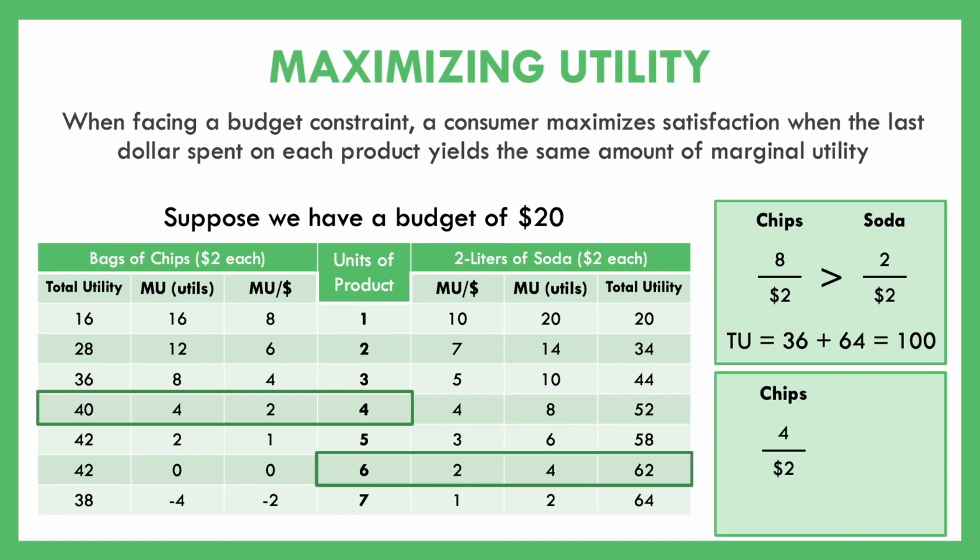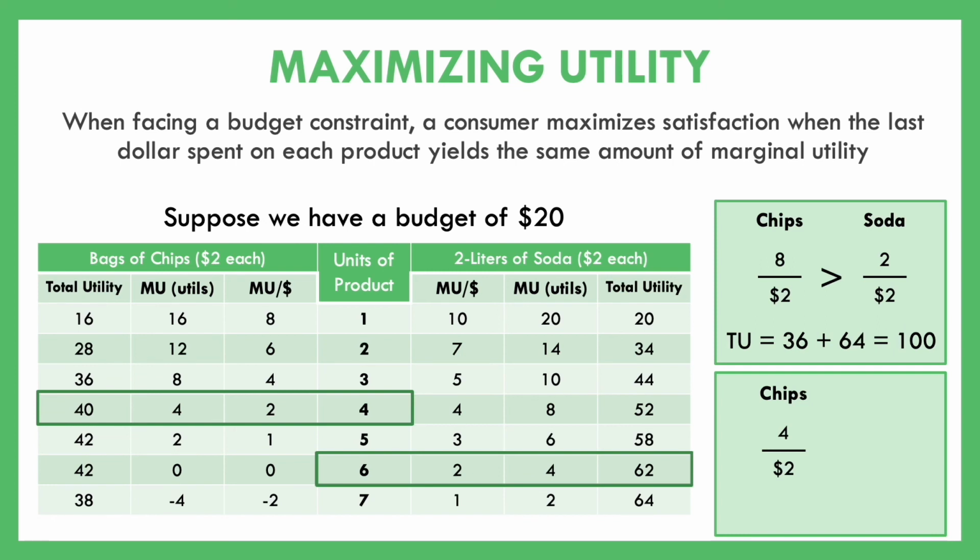The third bag gave us 8 additional utils. The fourth bag only gives us 4. And so we see that our marginal utility is decreasing here, which means our marginal utility per dollar is decreasing. Our marginal utility per dollar is only 2 now. But let's take a look at soda. Because before with soda, we had a marginal utility of 2, so we had a marginal utility per dollar of 1 because 2 divided by 2 is 1.